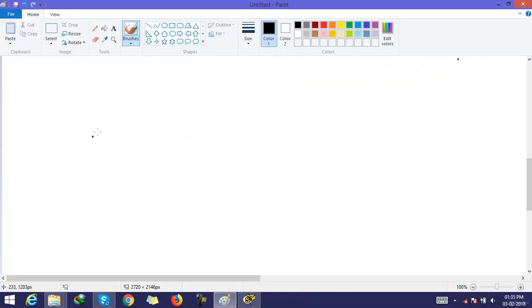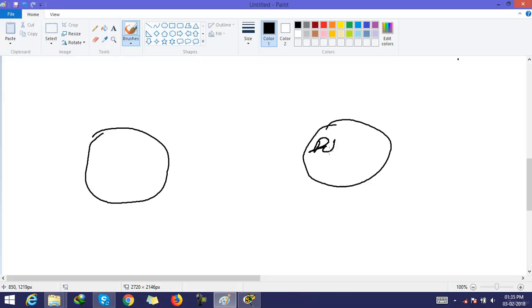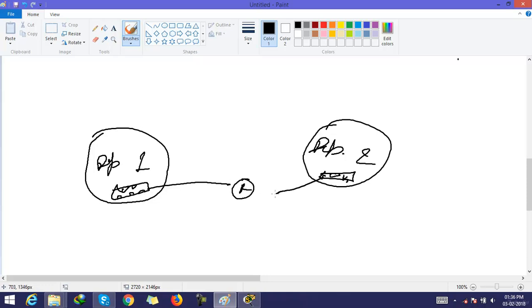For example, I have two different departments. This is department 1, this is department 2. For communication, we need two different LANs, and for two LANs we need two switches. These switches are connected with a router. This is the default scenario.